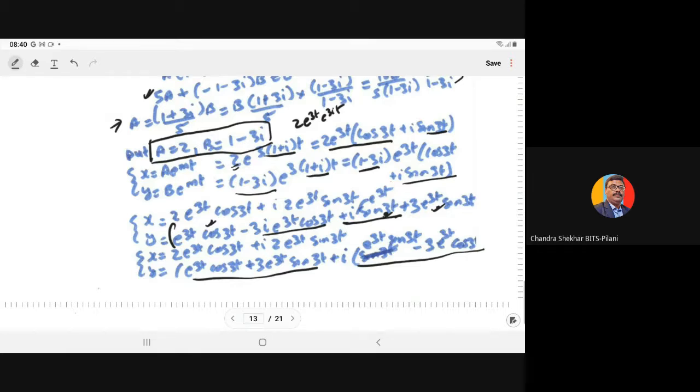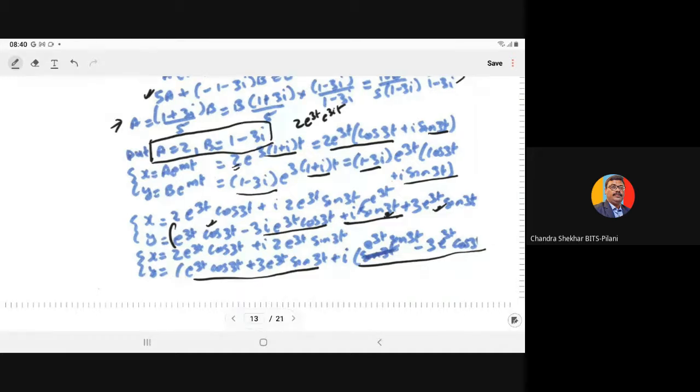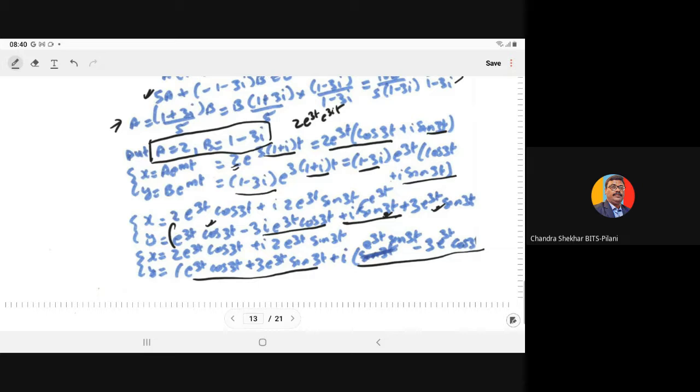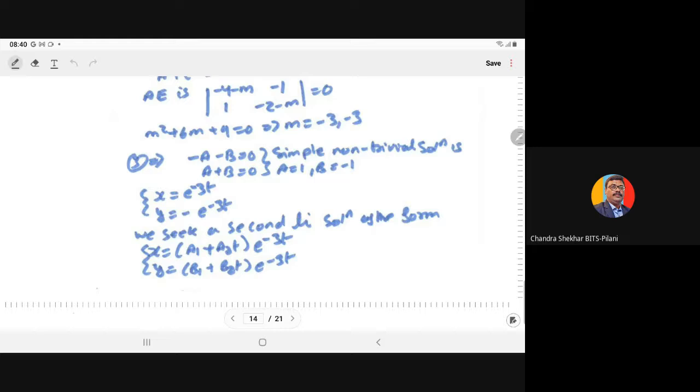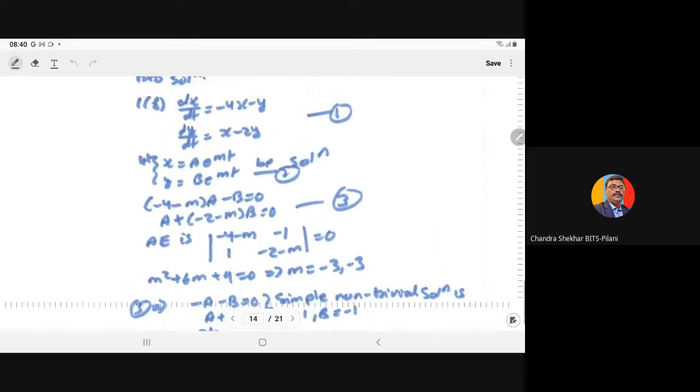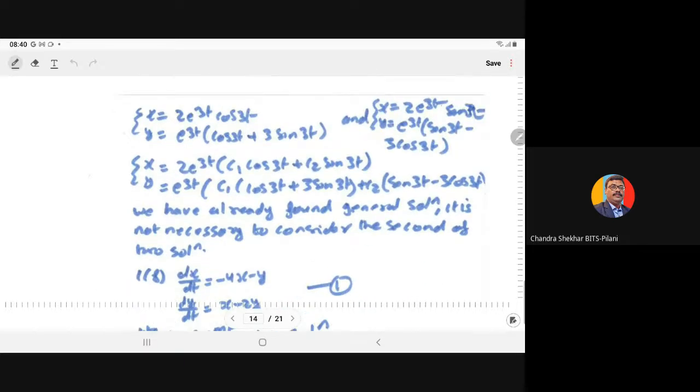So we have the solution x is equal to 2 e to power 3t cos 3t plus iota 2 e to power 3t sin 3t, and here y is equal to e to power 3t cos 3t plus 3 e to power 3t sin 3t plus iota e to power 3t sin 3t minus 3 e to power 3t cos 3t. Because we have to write the general solution, from the real part you will get one solution. From the complex part, you will get another linearly independent solution. So here you will get x1, x2, y1, y2.